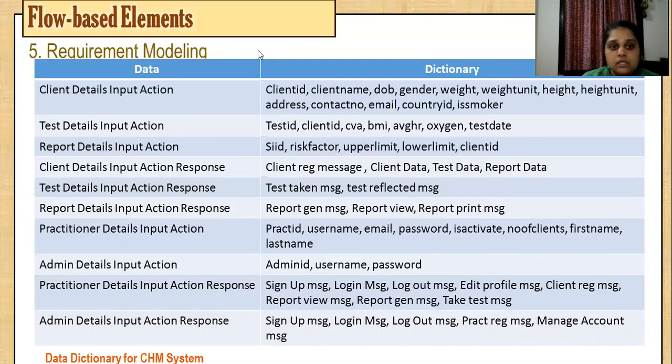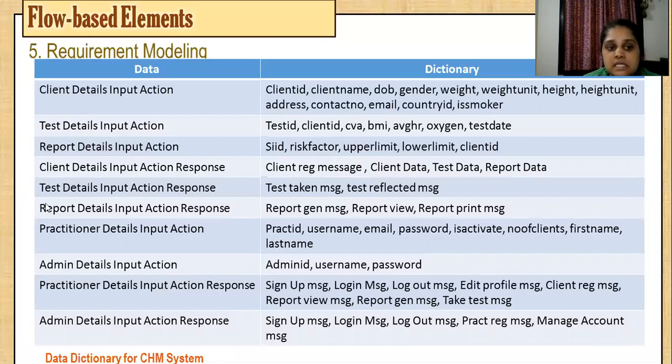Okay, now these three things were given as input action. We were getting a response to all this. So response has to be in form of generally a message or some kind of data. So in response you will write client details input action response, means for this input that you are giving, what kind of response you will get. So you can get a client registration message. It can be a positive message or a negative registration message. Then you can get some kind of client data, you can get some kind of test data, you can get some kind of report data for a particular client.